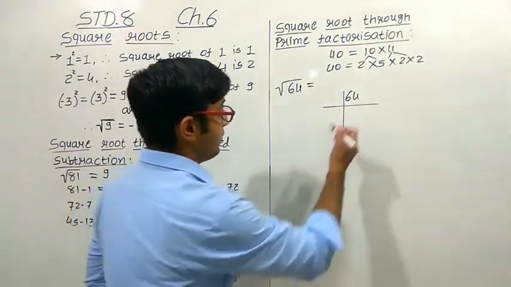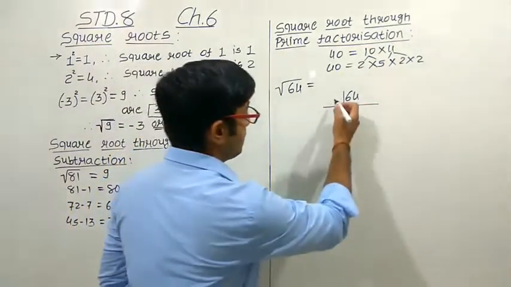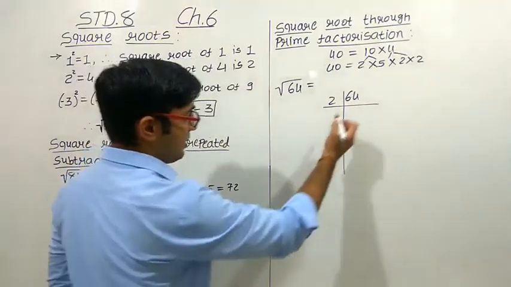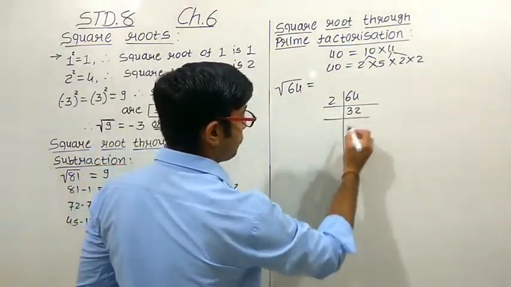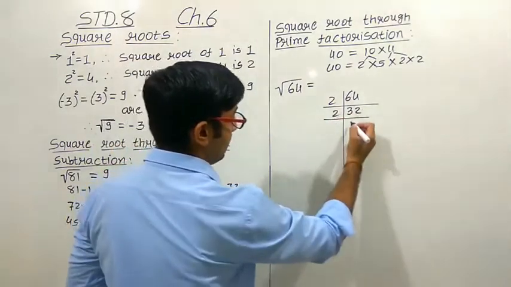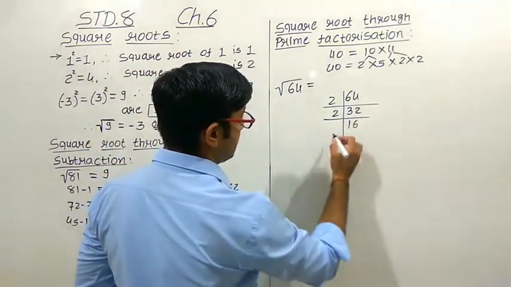First of all we divide by 2. It is divisible by 2, so when we divide 64 by 2 we get 32. This number is again divisible by 2, so we divide it by 2 and get 16.